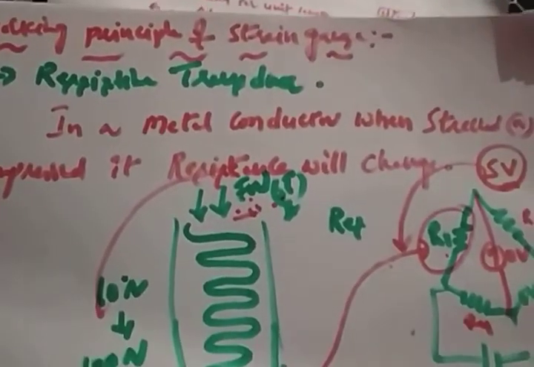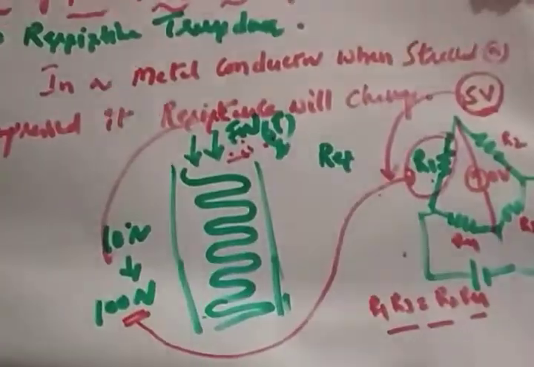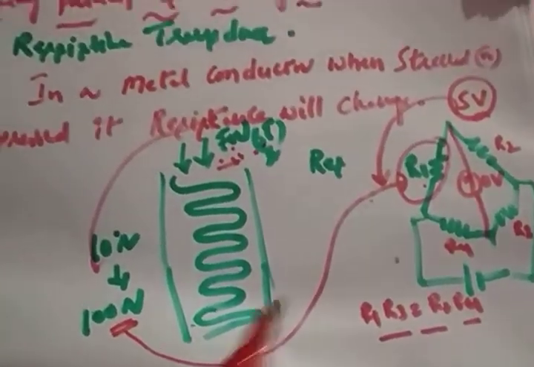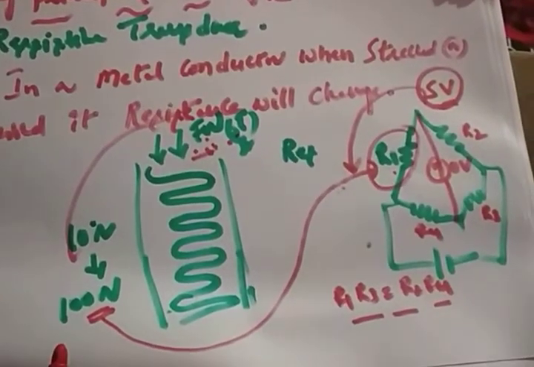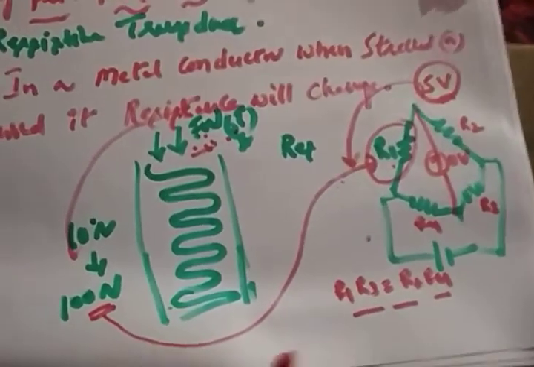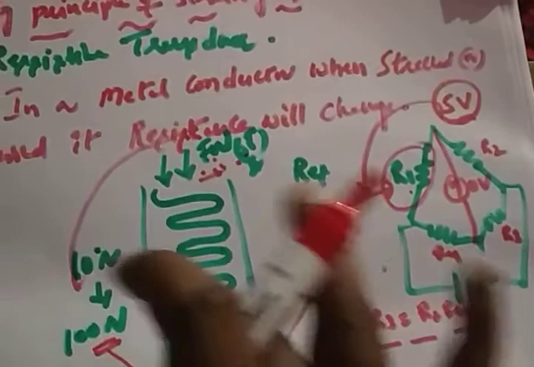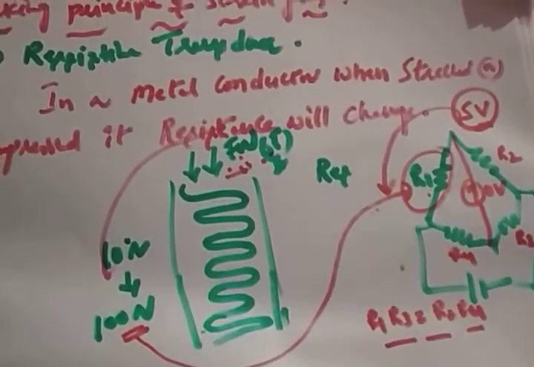In the next session, we will discuss how the resistance will be changed. After that, we will calculate the gauge factor. With this, we will finish the strain gauge concept. We will also discuss what types of conductor metals can be used.